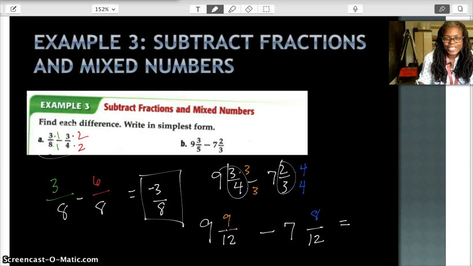I know you're tired. So 9 minus 8 is 1, so I have 1/12 for my fraction, and 9 minus 7 is 2. So my answer is 2 and 1/12.